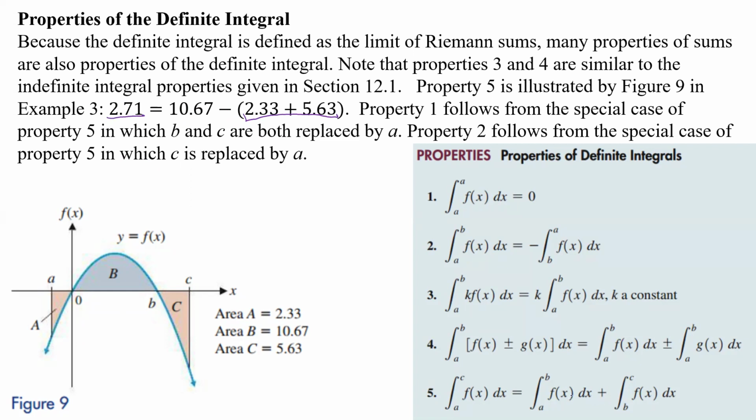It would probably have been better if they had said, let's go from A to 0, then 0 to B, and then B to C. But in general, you can split things apart and add and subtract as necessary.